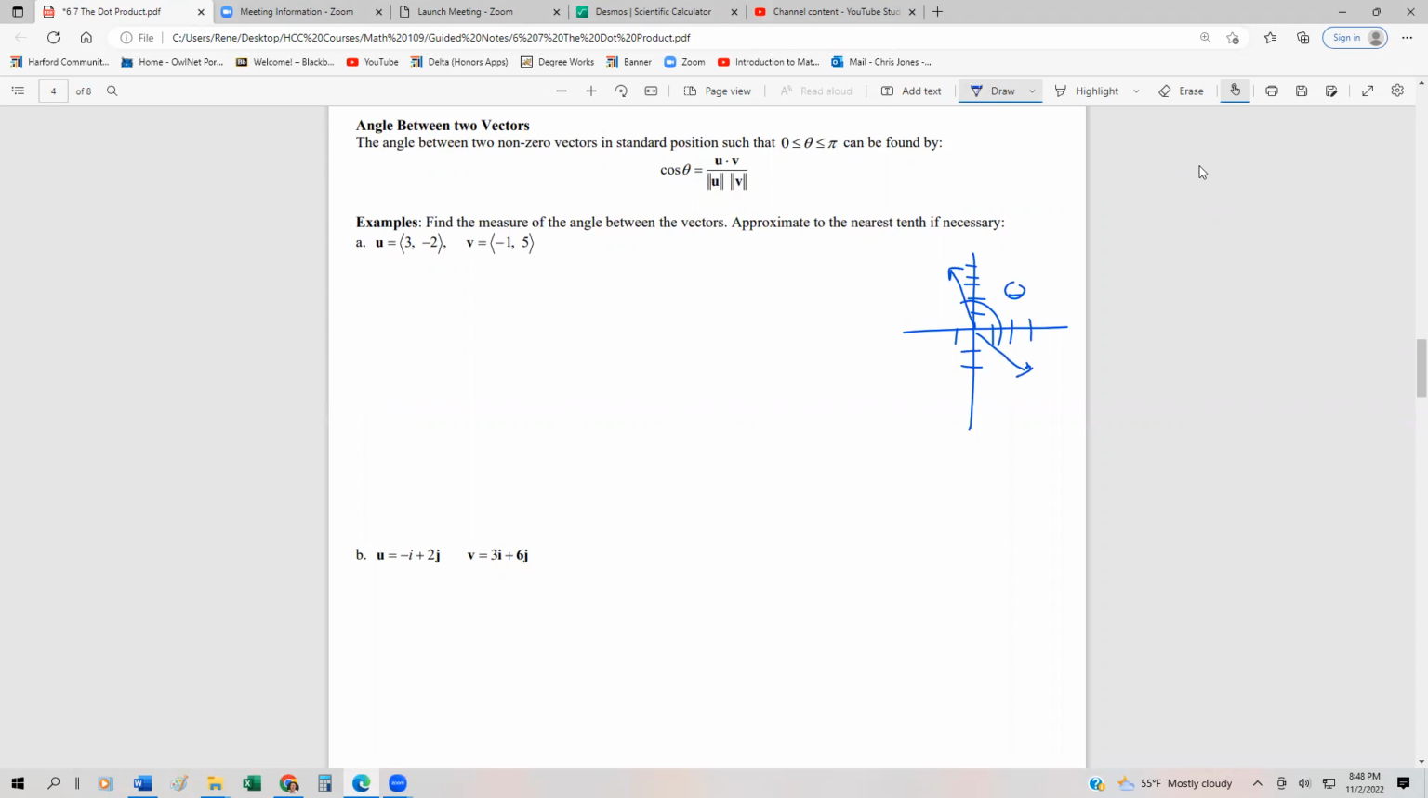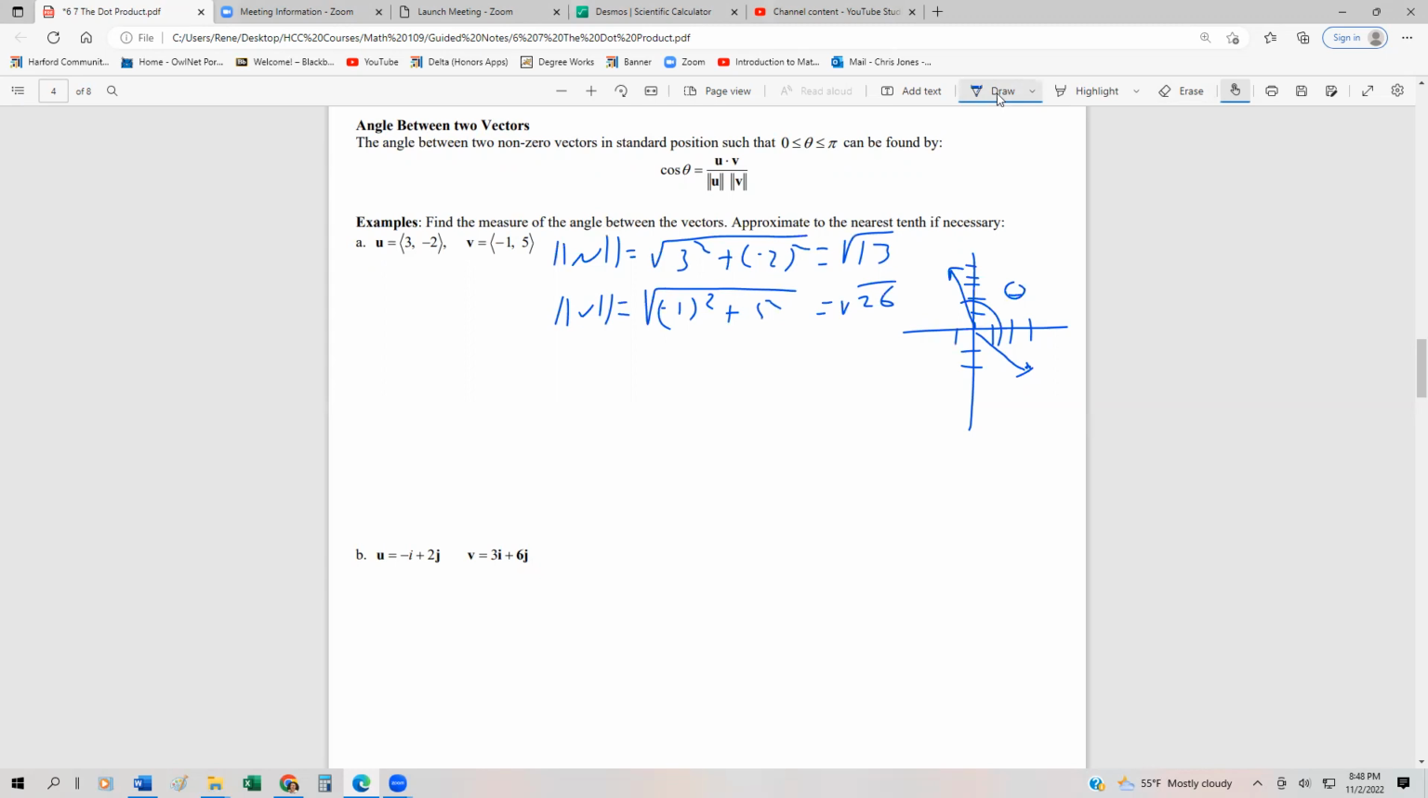So let's start by finding the magnitude of u. That's just going to be the square root of 3 squared plus -2 squared, which is the square root of 13. I think we can pretty easily compute that. Next, I'm going to find the magnitude of v, and the magnitude of v is equal to the square root of -1 squared plus 5 squared, which is the square root of 26.